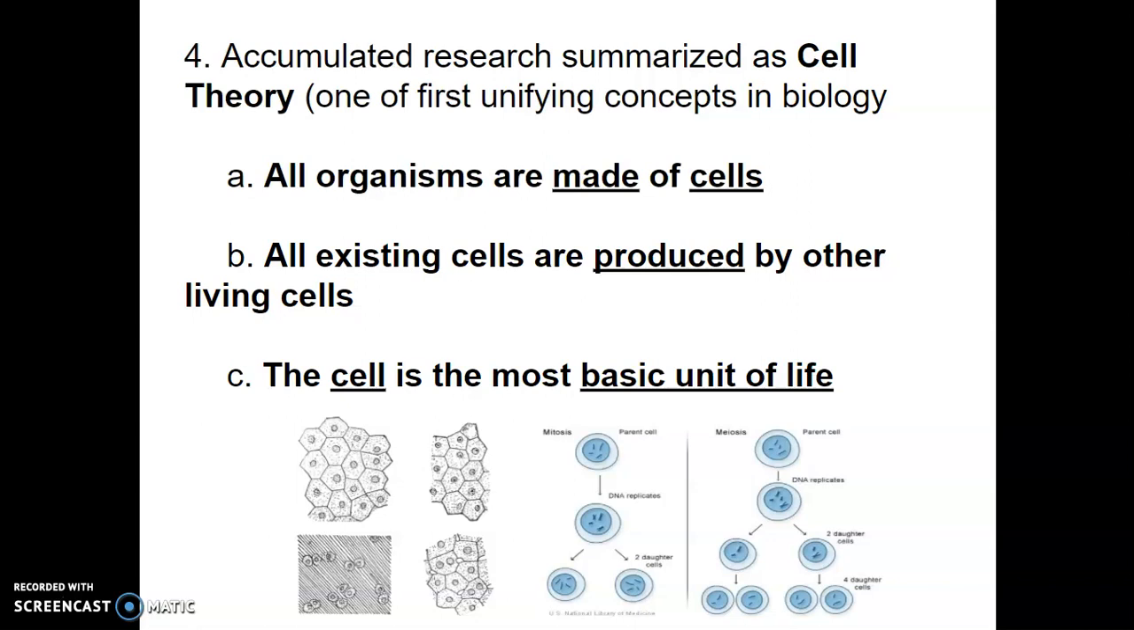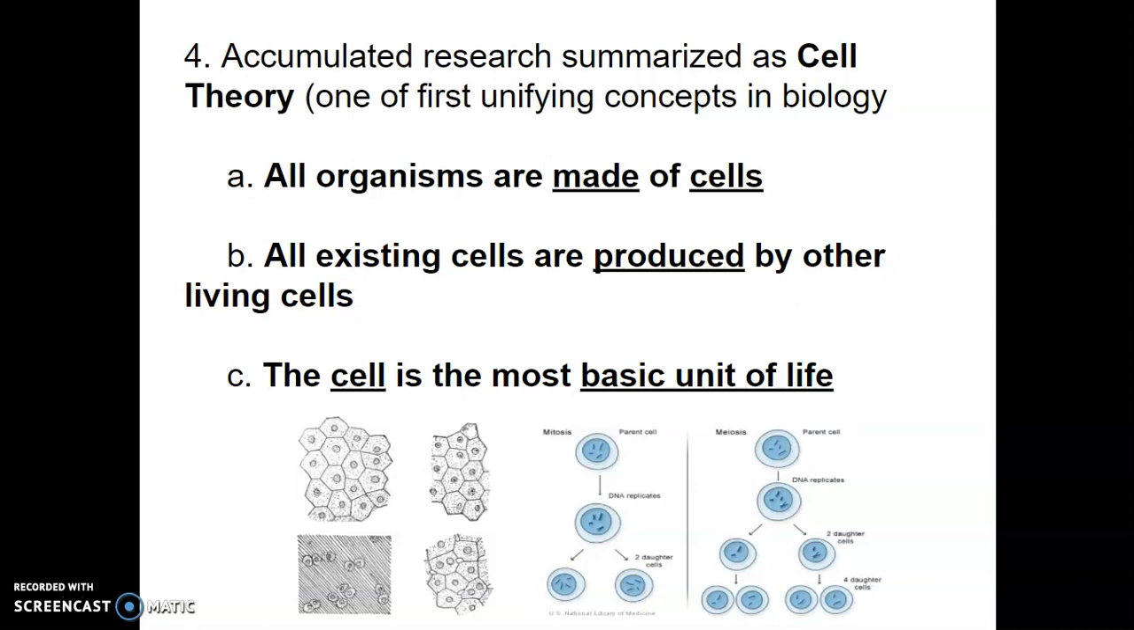There's three parts, or three tenets, to the cell theory. All right, and here's what they are. All organisms are made of cells. Okay, every living thing is made of cells. Right? All existing cells are produced by other living things, and that goes back to what Virchow proposed. All existing cells are produced by other living things.